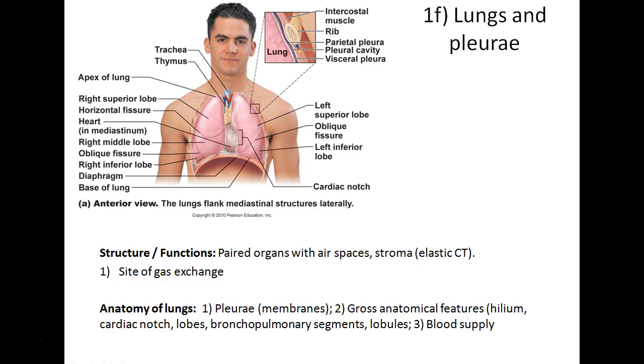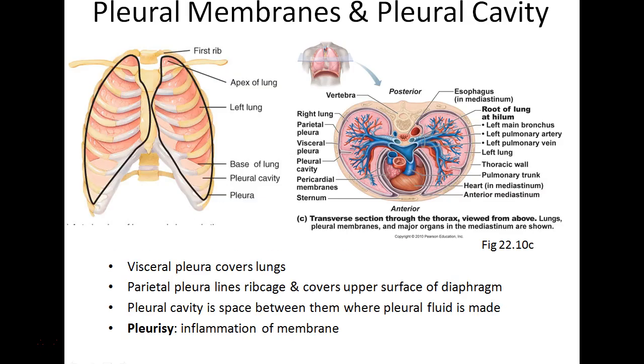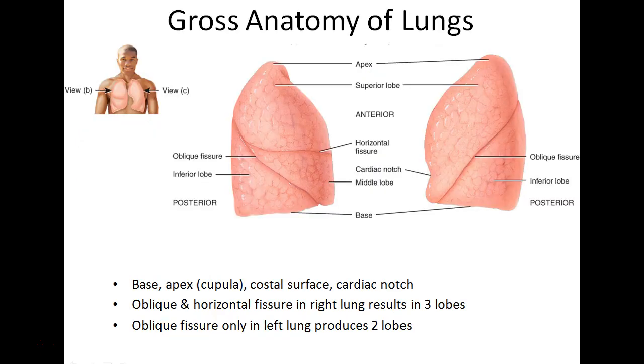In addition, we might see some fissures on there. Let's see if we can take a look at those. Here we go. The horizontal fissure is going to separate the superior lobe from the middle lobe. And then we're going to have an oblique fissure that's going to separate the middle lobe from the inferior lobe. And that works for the right lung. And then this left lung has an oblique fissure, and that's going to separate the superior lobe from the inferior lobe.